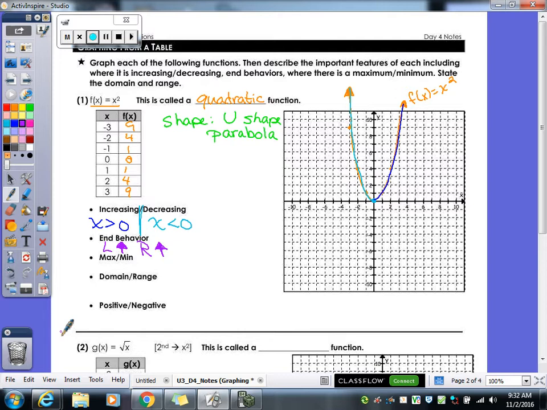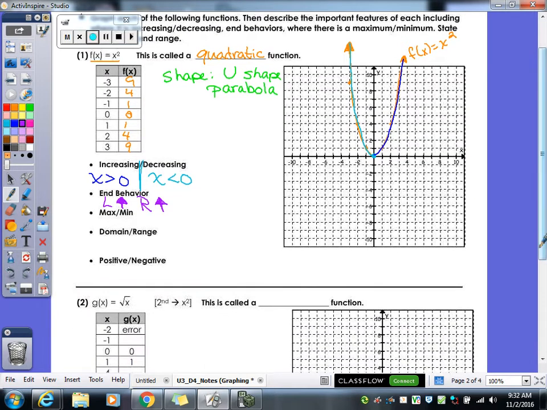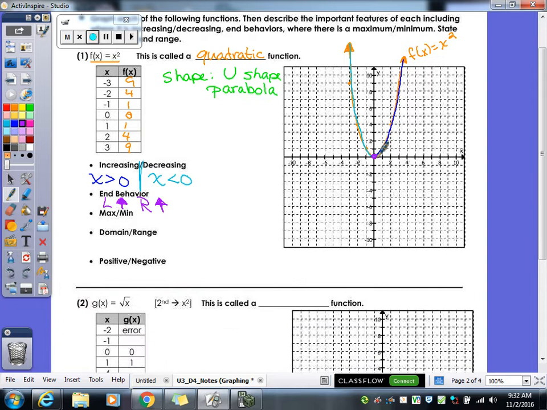Does my graph here have a maximum or a minimum point? Minimum. It's got this point right here, which is the lowest point on the graph. Nothing will be lower than that. So my graph has a minimum at the point 0, 0.